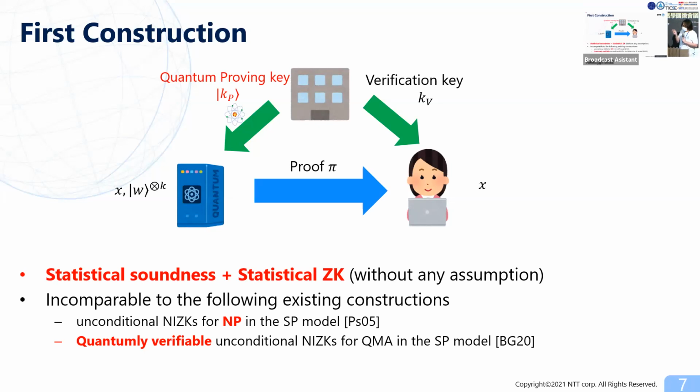If we allow the verifier to be quantum, it was already known that NISQ for QMA in such a model was possible. So we can consider our construction as a variant of the protocol by BG20, where we replace the quantum proof with classical proof at the cost of making the proving key quantum.